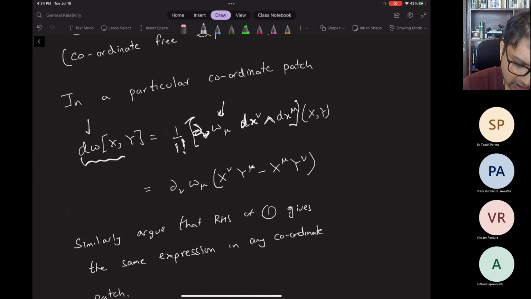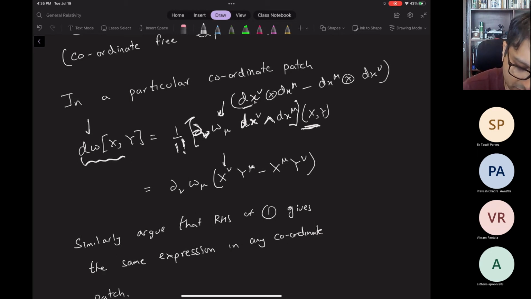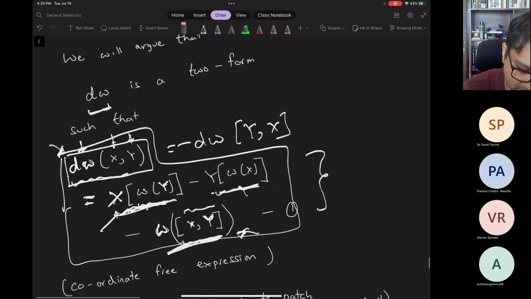So this dx^nu wedge dx^mu, we worked this out last time, is dx^nu tensor product dx^mu minus dx^mu tensor product dx^nu. So when this acts on X, Y, this is going to give me the X^nu coefficient. This is going to give me the Y^mu coefficient. This is going to give me the X^mu coefficient, and this is going to give me the Y^nu coefficient. So what I get is partial_nu omega_mu X^nu Y^mu minus X^mu Y^nu. So this is the left-hand side of this equation.